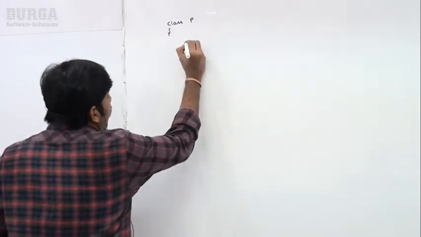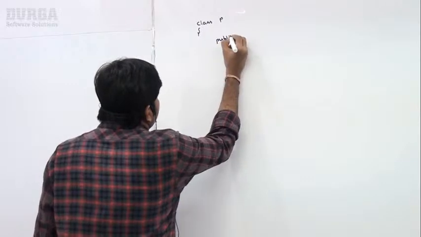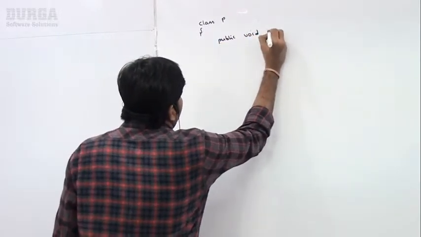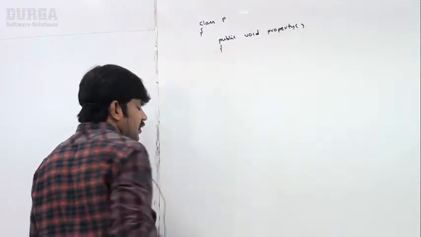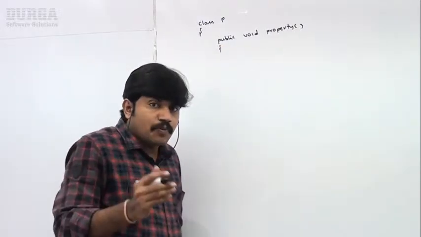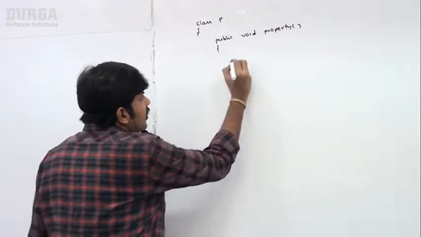Assume that. So now, class P, public void property(). Like there is one method, sir. So the property, in which form are they going to provide?